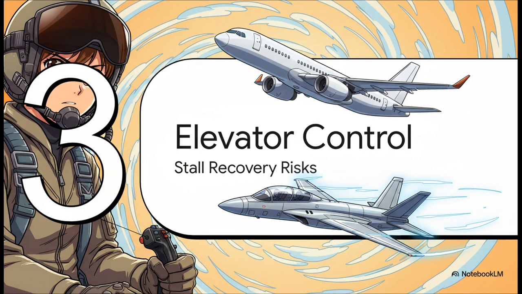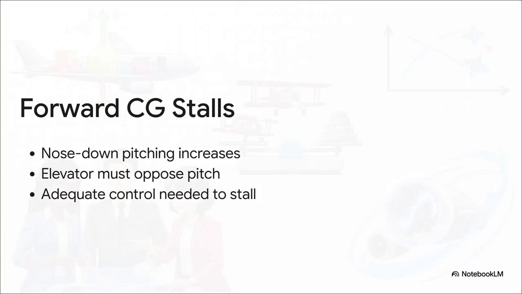Section 3. Elevator control and stalls. Now let's bring this physics lesson to a life-or-death reality: stall recovery. Going back to our forward CG scenario, remember that it creates a heavy nose-down pitching tendency. As you pull the power back and slow the aircraft down towards stall speed, that nose-down force is going to feel even stronger. Your elevator has to constantly oppose this pitch, demanding massive amounts of back pressure on the yoke just to keep the nose up as your airspeed completely bleeds off.